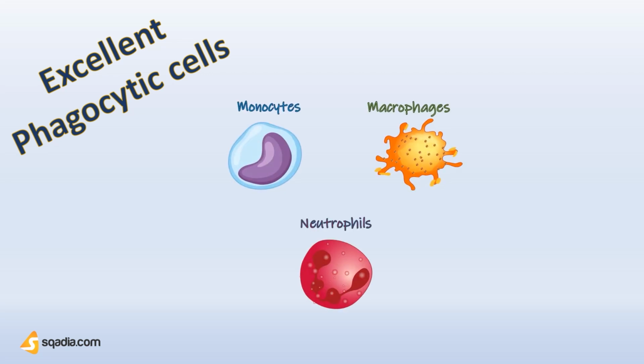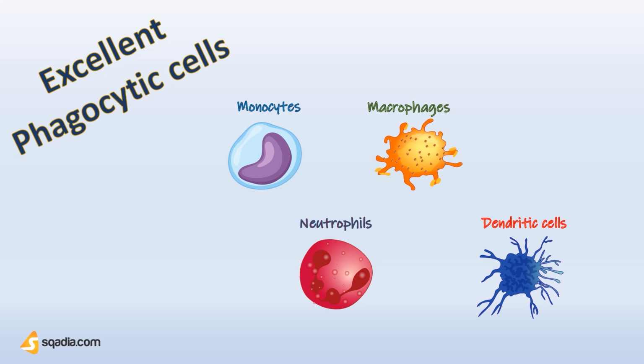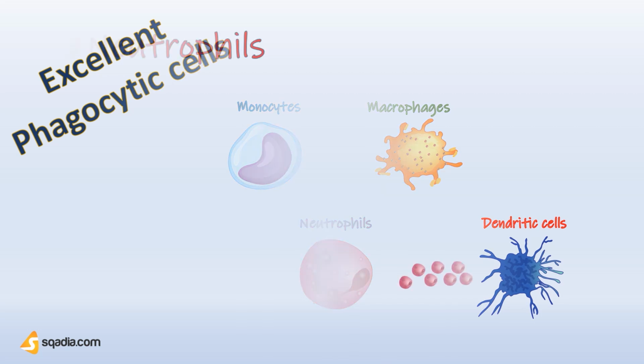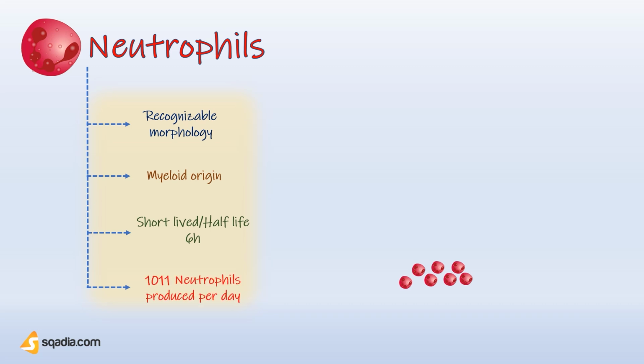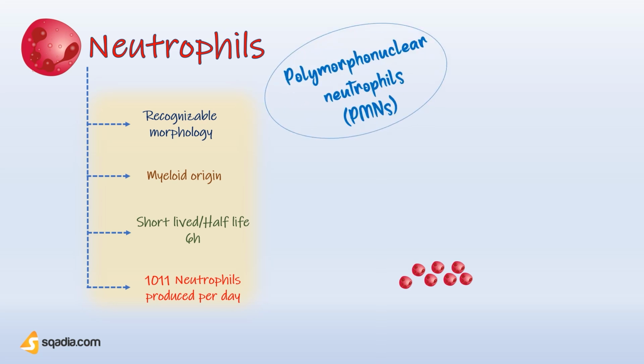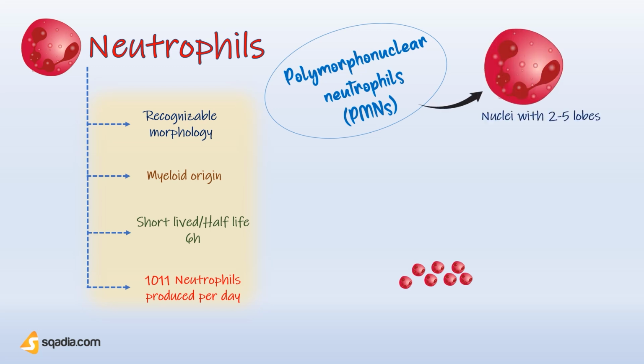Hence, the main cells that are actually excellent phagocytic cells are monocytes, macrophages, neutrophils, and dendritic cells. Neutrophils have a distinctive, recognizable morphology and myeloid origin. They are short-lived, with a half-life of about 6 hours. Approximately 10^11 neutrophils are estimated to be generated every day in the adult human. These cells are often referred to as polymorphonuclear neutrophils, PMNs, because they have nuclei with 2 to 5 lobes.